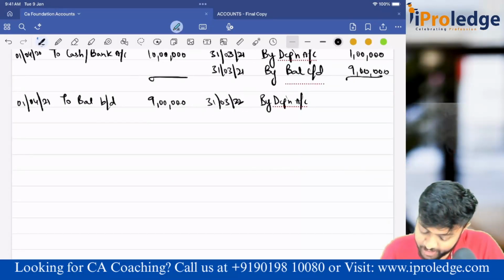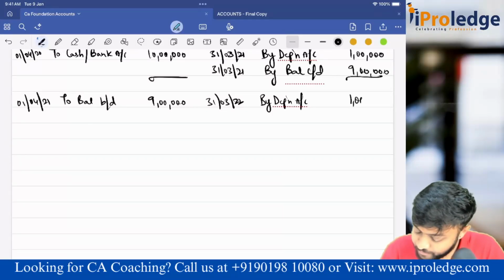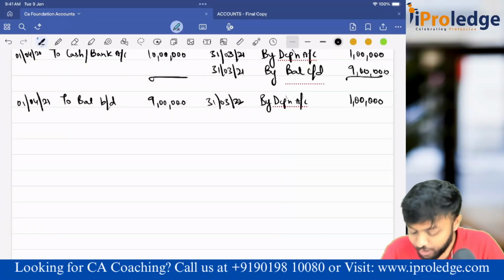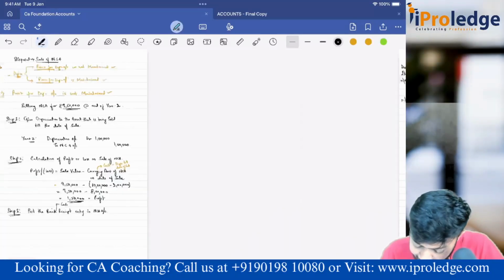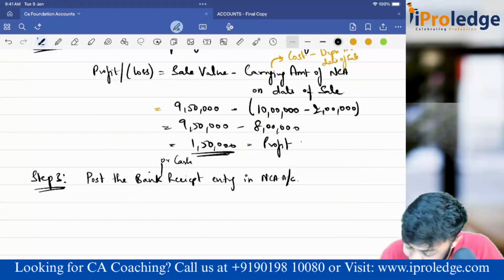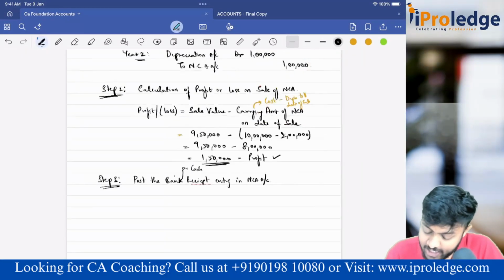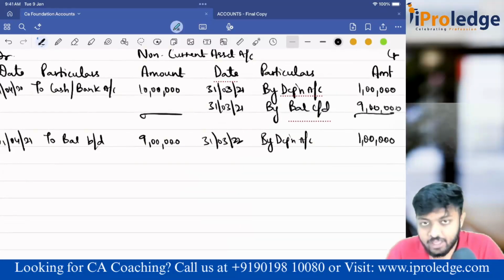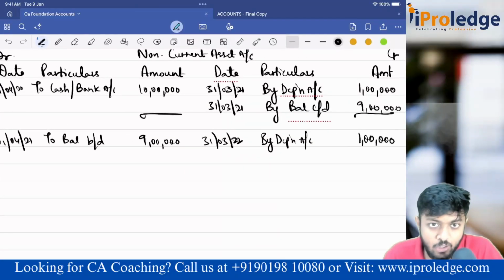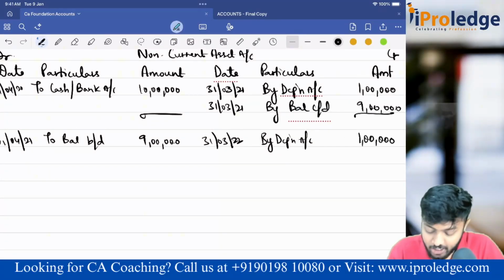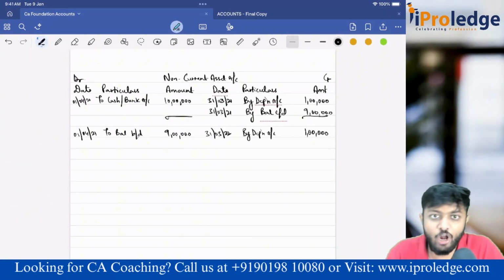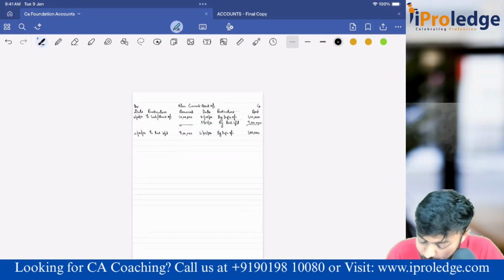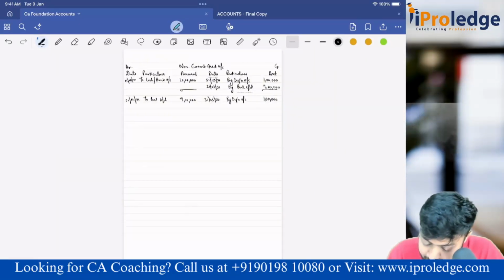Now here, by depreciation account for second year I have given 1 lakh rupees. Done. Step 1 done. Step 2, calculate profit or loss. I calculated. I've got profit of 1 lakh 50. Sir, where to post it? Guys, if it is profit, it will come in debit side of non-current asset. If it is loss, it generally comes in credit side of non-current asset account. Here it was what? Profit, so it comes in debit side.